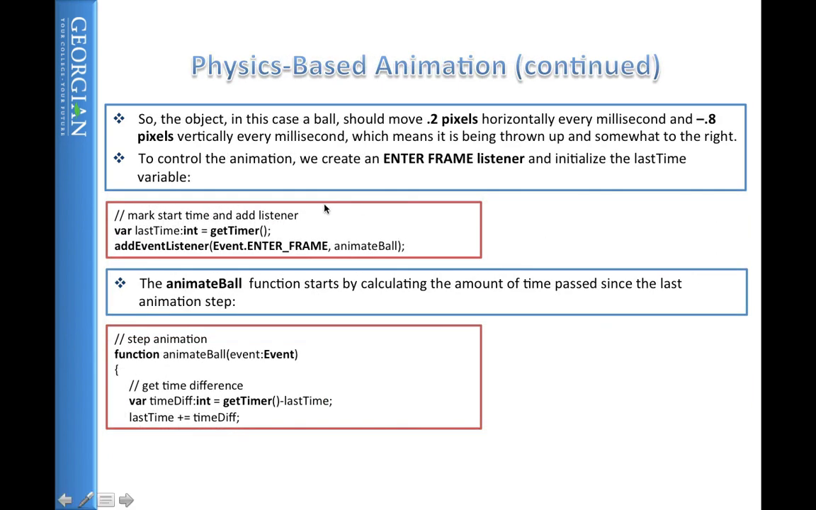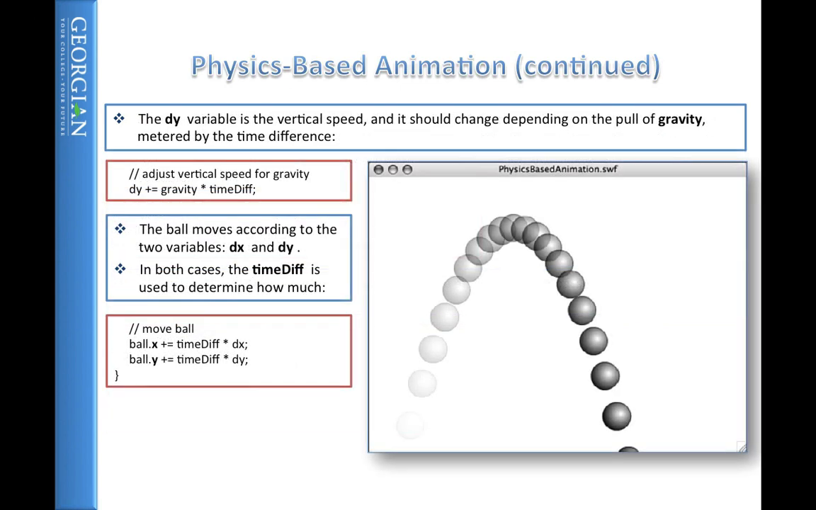Once we've established that, we want to use the get timer event, the same thing as we did last time with the time diff. Except this time, we take my dy and add our gravity multiplied by our time differential between ticks of the clock, to give us that arc. Let's take a look at how it works. So it kind of looks realistic.